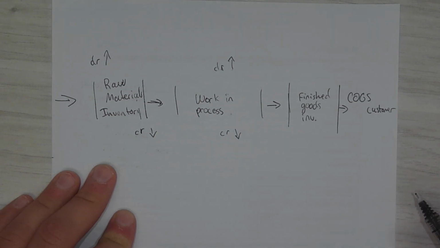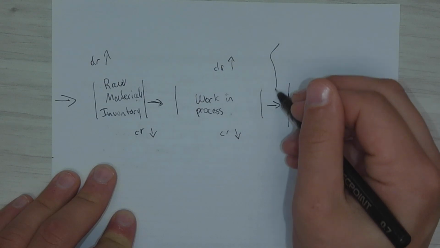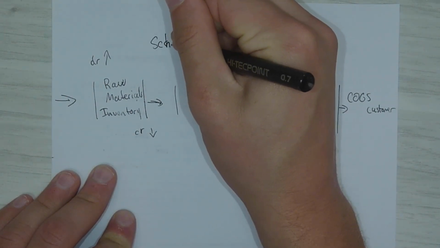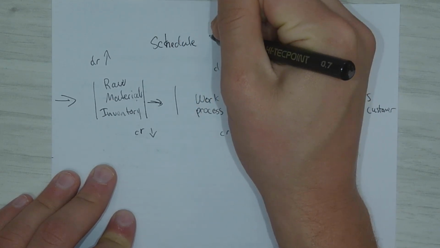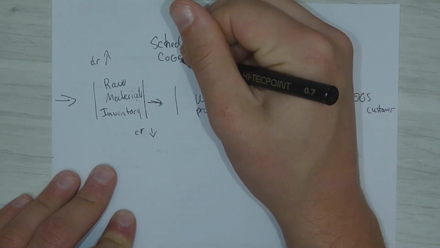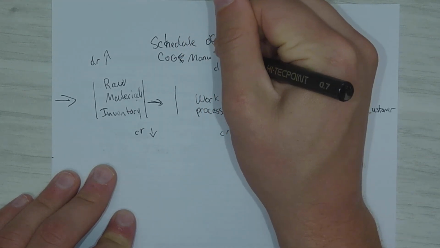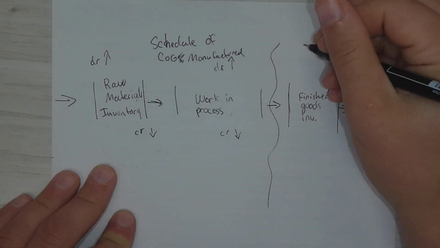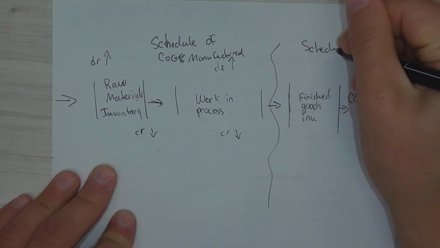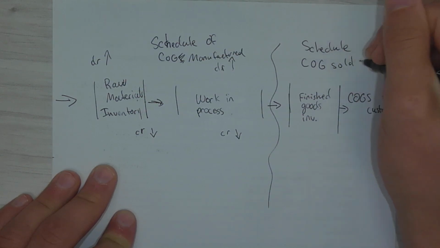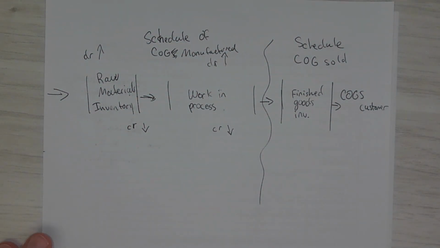So when we do our schedule of cost of goods manufactured, essentially from this side of it, we'd have a schedule of cost of goods manufactured, and on this side we'd have our schedule of our cost of goods sold. And that's how we're going to be doing it.